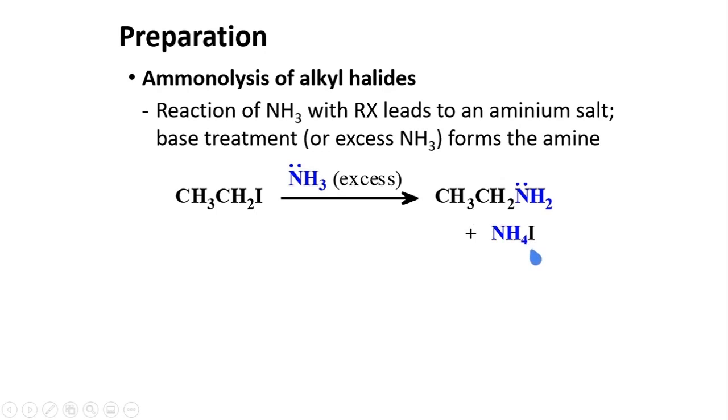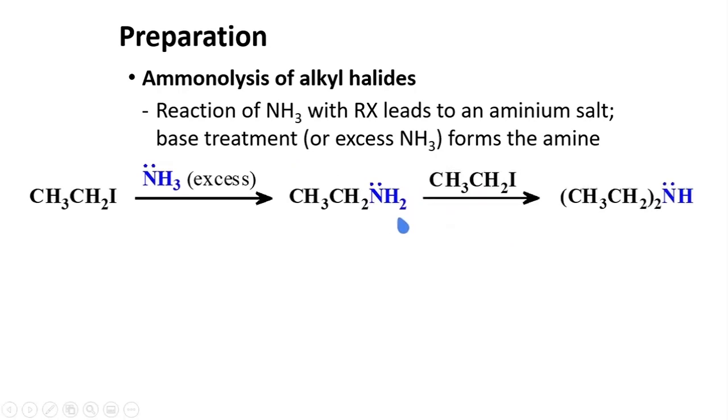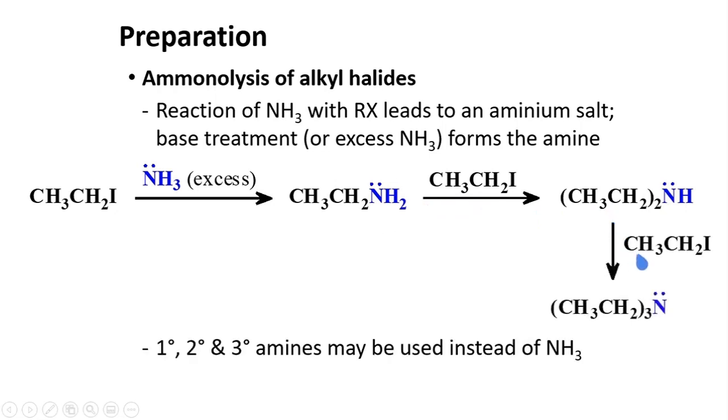Now you may think this will stop here, but it will not. Ethanamine will still react with available ethyl iodide in solution, and so our process will continue. This compound will react again with ethyl iodide in an SN2 manner to form a secondary amine. It will continue further, reacting with your ethyl iodide to form a tertiary amine.